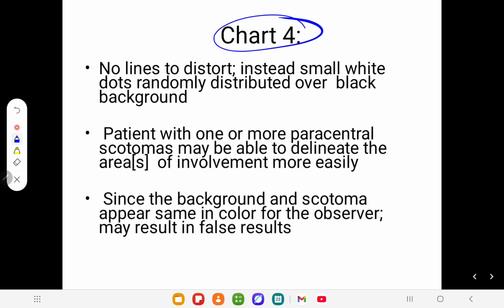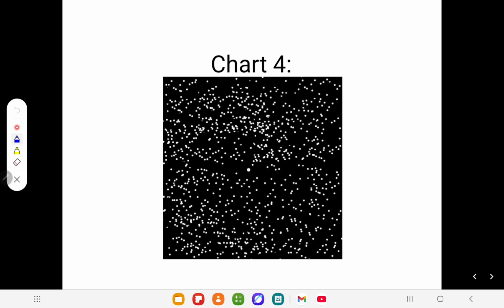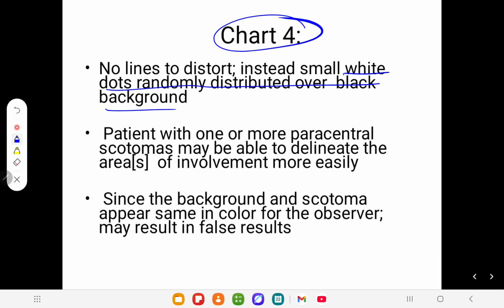Chart 4. What is the difference in chart 4? No lines to distort. So in chart 4 there is no line. Finished. Instead, small white dots are randomly distributed over the background. Let me show you. This is chart 4. Is there any line? No. But random white dots, okay, on a black background.